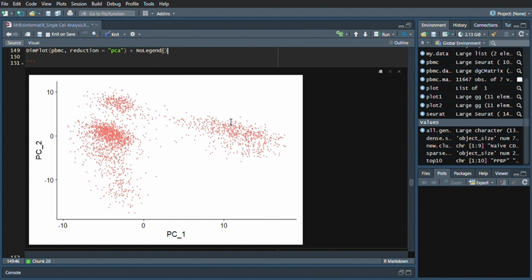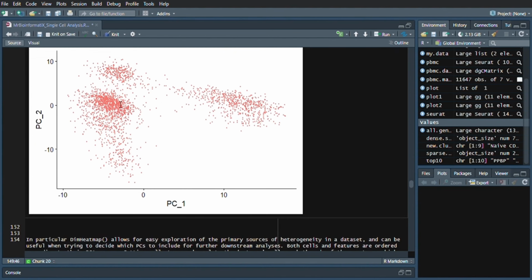The separation into two clusters suggests that there are distinct biological differences between these groups of cells. These differences could be due to various factors like cell types, states, or conditions. And we can also see that here we have a small cluster, with PC1 around -2 and PC2 about 10 or 9, and so on. So now let's use DimHeatmap to explore the primary sources of variation in our data.